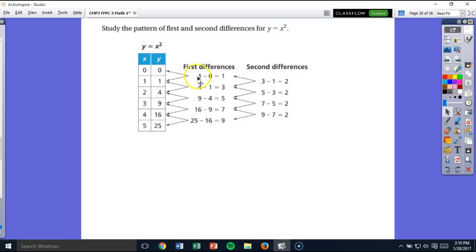Well, as we look, these first differences are all different. We don't have the same unit rate of change that we had in our previous equation. But if we look at our second differences, meaning the difference between the differences, we will see that these are consistent. 3 minus 1 is 2, 5 minus 3 is 2, 7 minus 5 is 2, and 9 minus 7 is 2. These are all the same second differences. When you have a situation where you have all of the same second differences, you then have a quadratic equation.